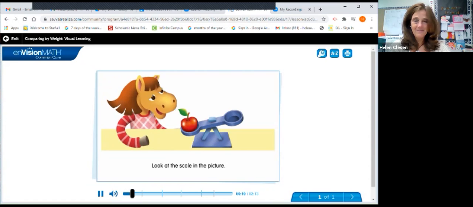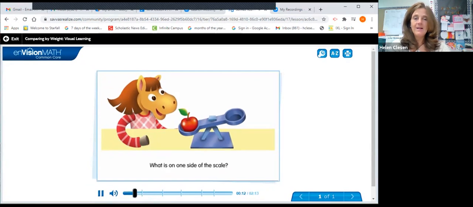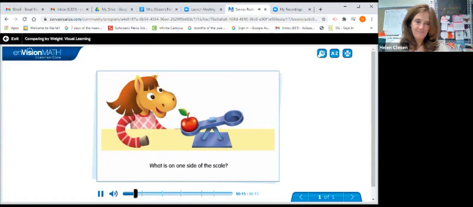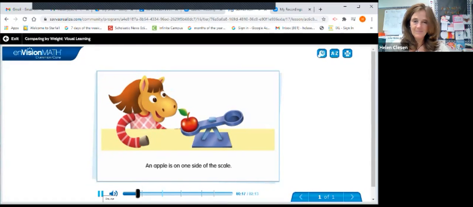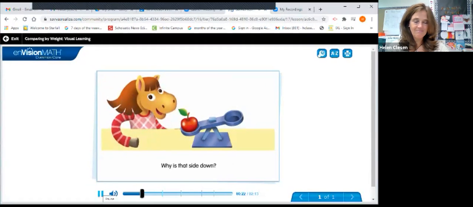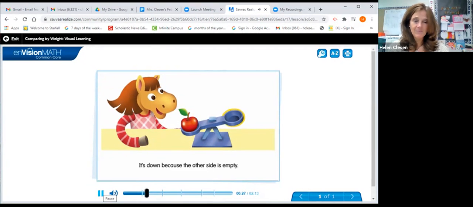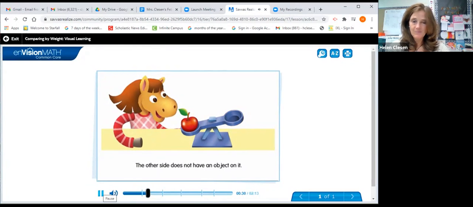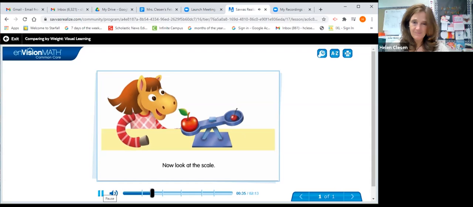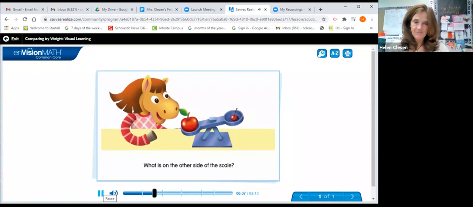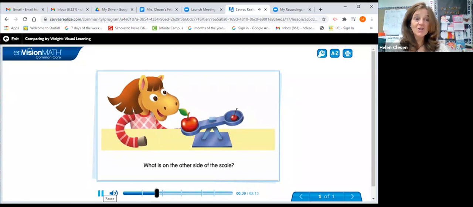Look at the scale in the picture. What is on one side of the scale? An apple is on one side of the scale. Why is that side down? It's down because the other side is empty. The other side does not have an object on it. Now look at the scale. What is on the other side of the scale? A cherry. A cherry is on the other side of the scale.